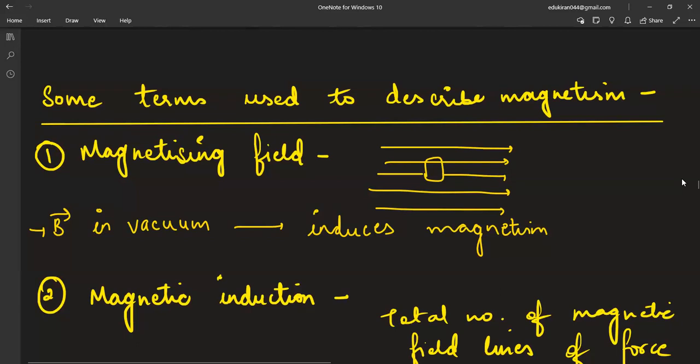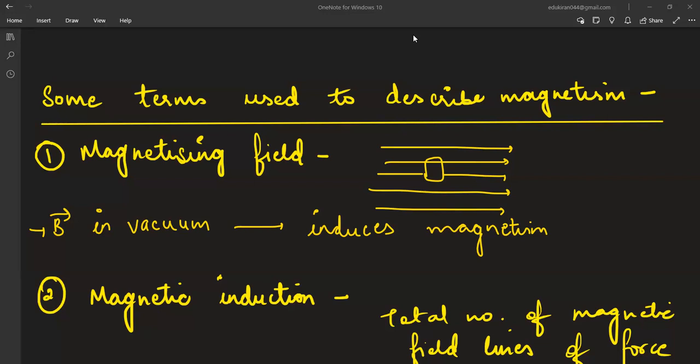Now, the first term is magnetizing field. This is different from magnetic field. Magnetic field means a space where magnetic properties can be experienced, where magnetic field lines are present. That is known as a magnetic field. So this is different from magnetic field. This is the magnetizing field. These terms are not very helpful for your separate questions in the exam because these usually do not come. They are very less important in that aspect.